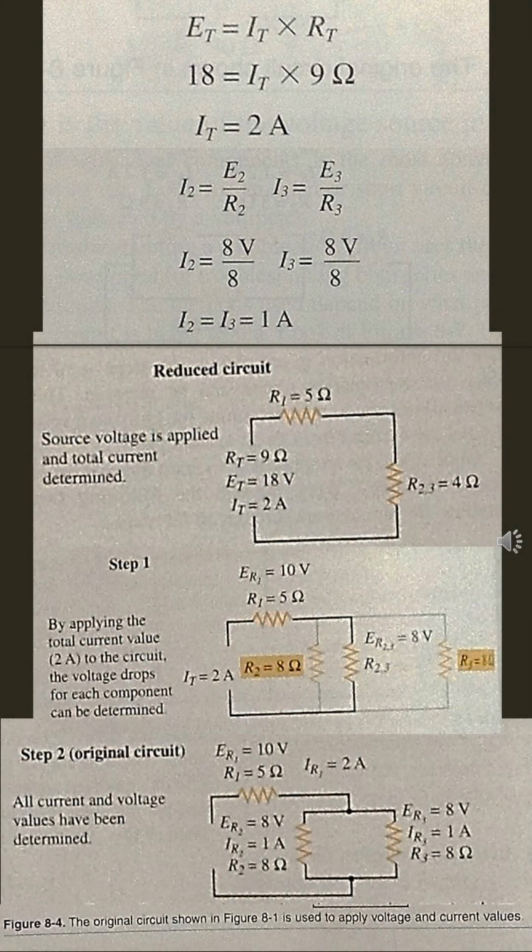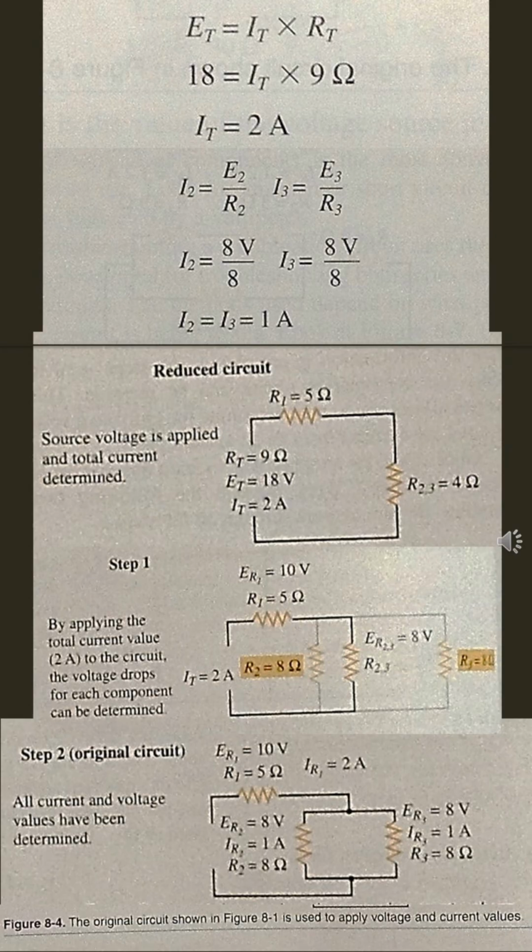Once again, the simplest way to learn this process is through examples. Work through the following 2 examples. Be sure to work through all the steps. Example 3. Figure 8-4 shows the same circuit as figure 8-1, but a source voltage of 18 volts has been added to the circuit.